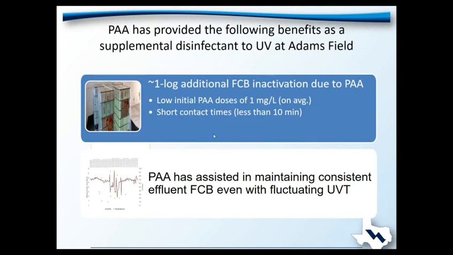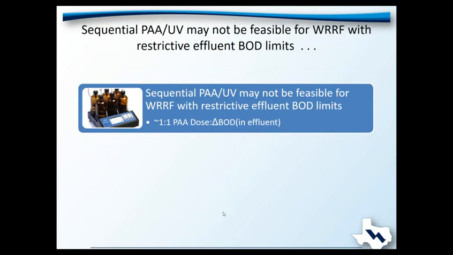So to wrap up, what we're seeing out of this full-scale trial, which again is still ongoing, are some really cool results in terms of fecal coliform bacteria inactivation due to the PAA alone. So low initial PAA doses of 1 milligram per liter on average, and short contact times. PAA also assisted in maintaining consistent effluent fecal coliform bacteria at the plant, even with fluctuating UVT, which was a significant benefit for this project.